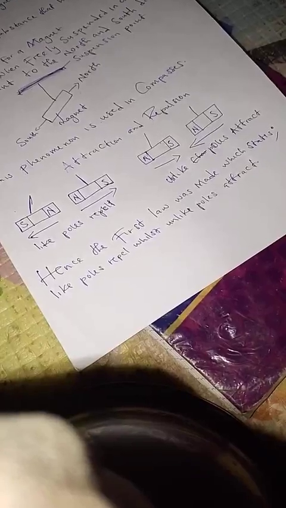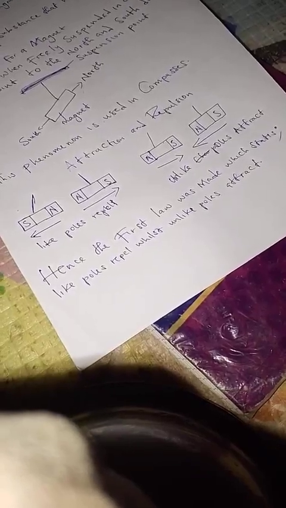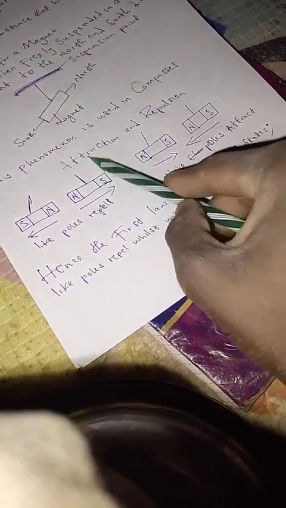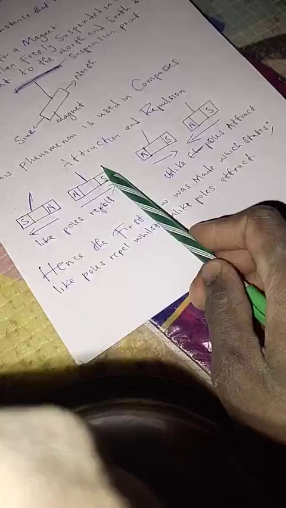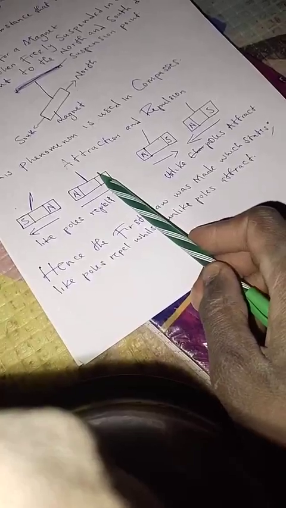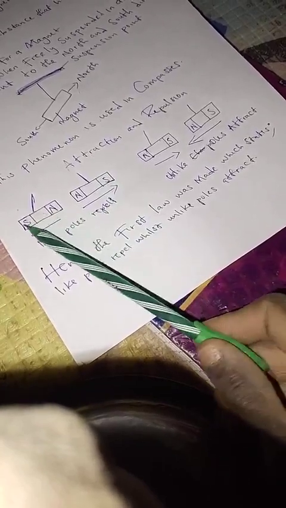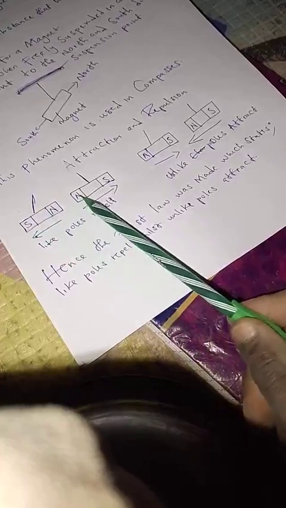Another very important thing we need to know about magnets is their ability to either attract other magnets or cause other magnetic materials to be attracted to them, as well as repulsion. Here we have two magnets. These are the poles. The N represents the north, the S represents the south.